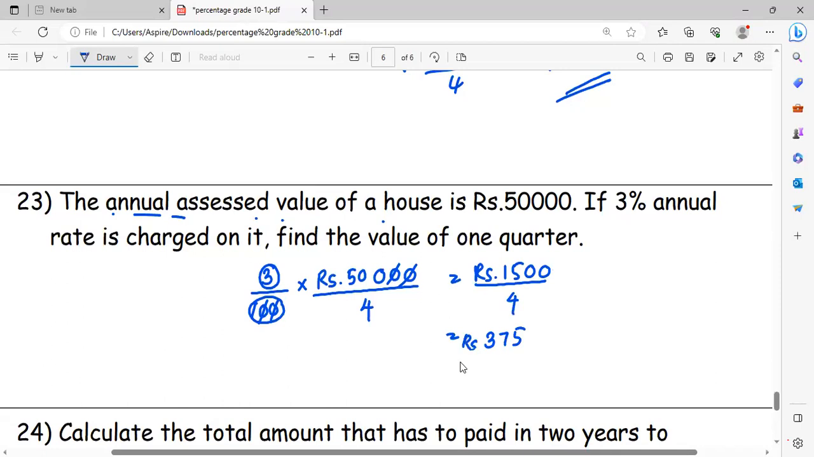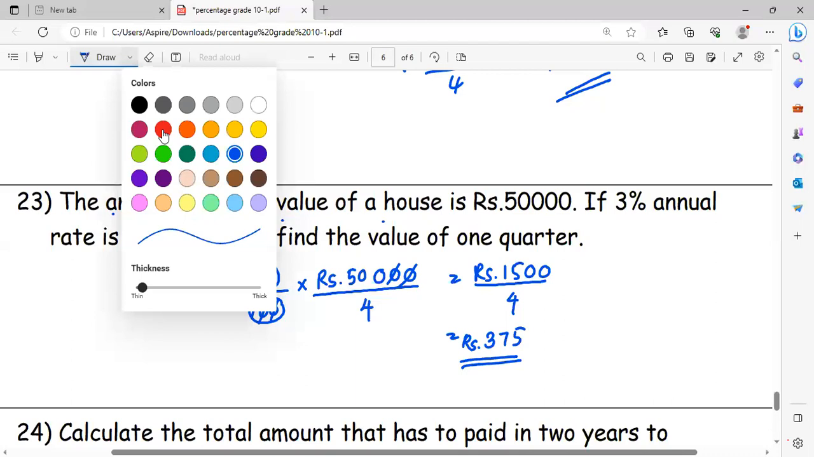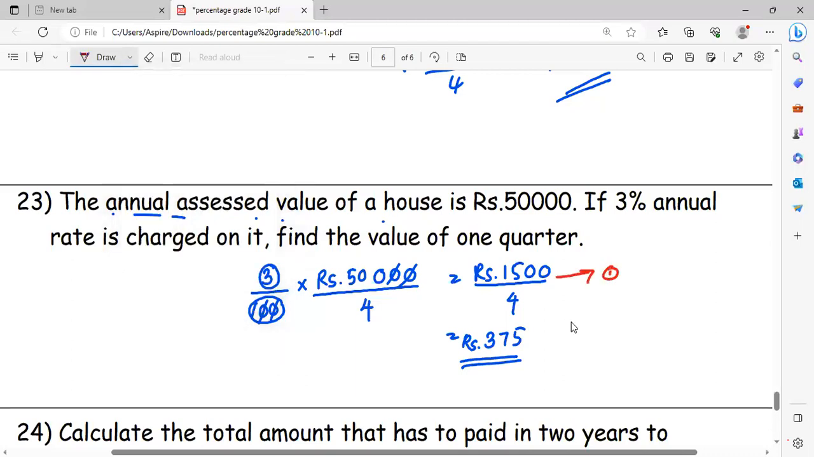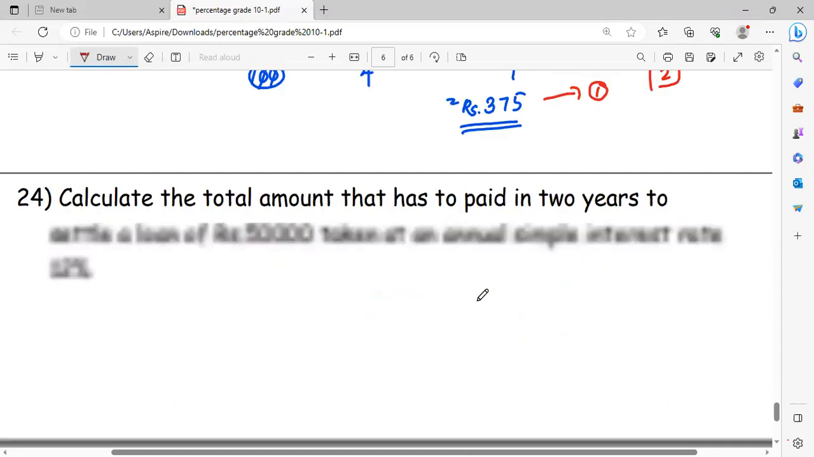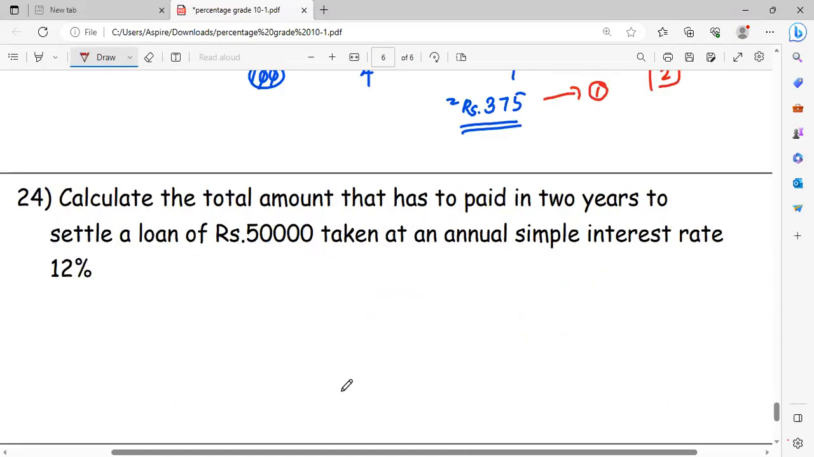Yes, it is 375 rupees. Okay. Then here for the calculation you are given 1 mark. For the answer 1 mark. Altogether 2 marks given. Okay. 24th question. Hurry up.